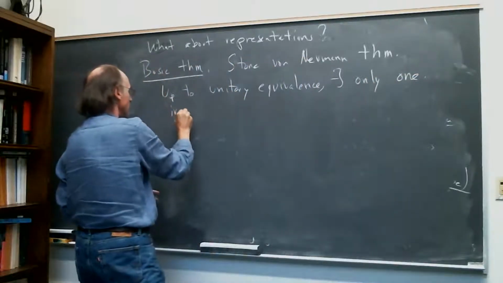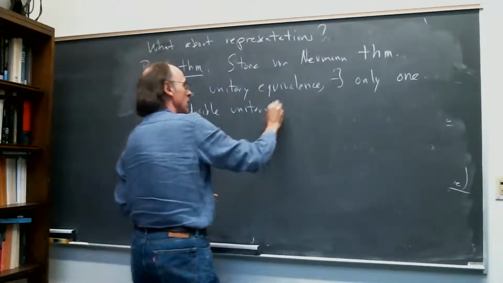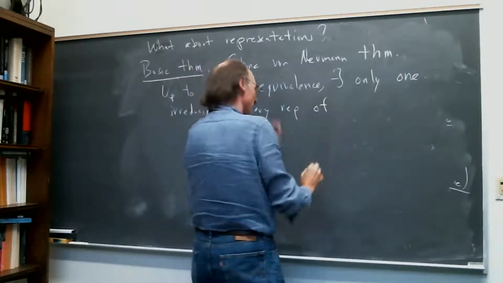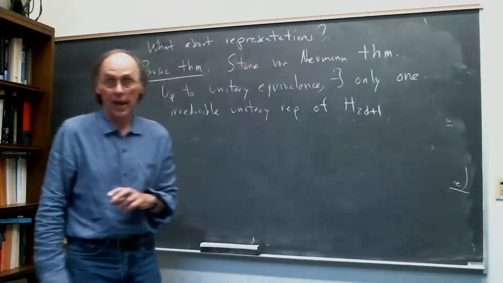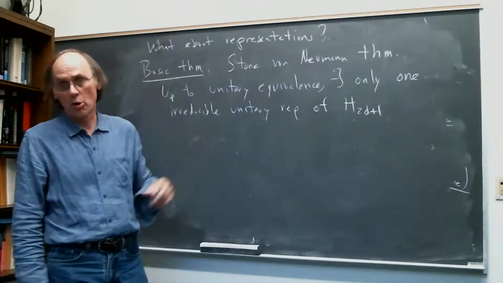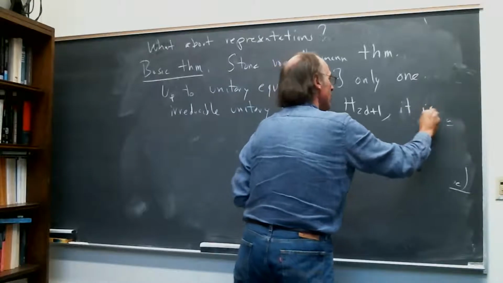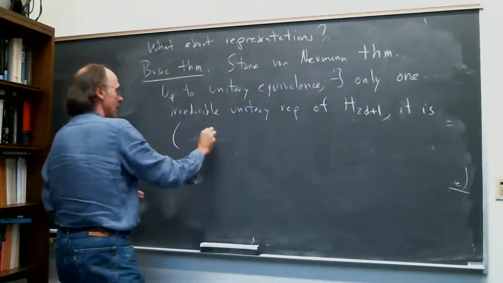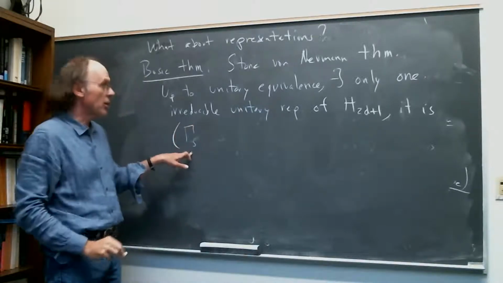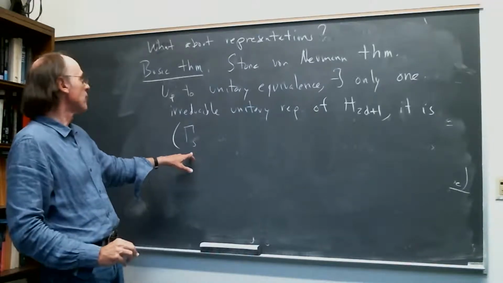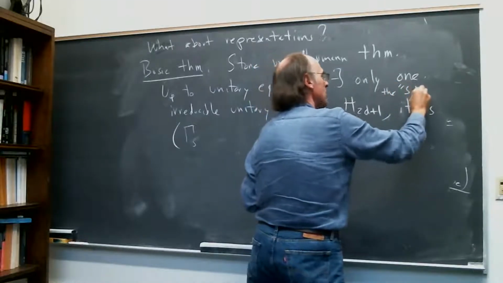irreducible unitary representation of H_{2d+1}. And it's the one you already know about. So let me write it. Instead of pi, I'll write it with a gamma for Schrodinger, and I'll call it the Schrodinger representation.